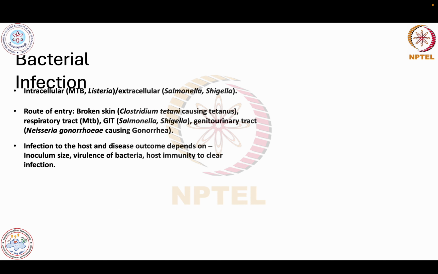Introduction to bacterial infection. Bacterial infection can be intracellular or extracellular. Intracellular means, for example, Listeria. Examples of extracellular: Salmonella, Shigella. Route of entry: broken skin, for example Clostridium tetani causing tetanus, or respiratory tract infection. Infection of the host and disease outcome depend on inoculum size and virulence of the bacteria.